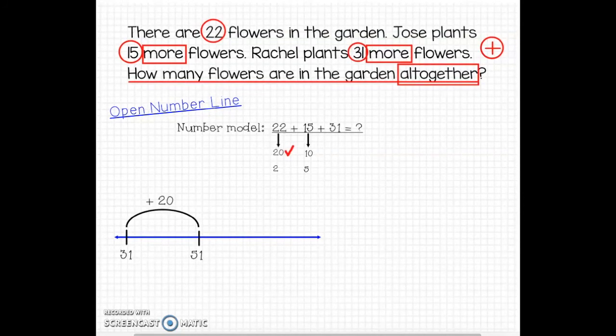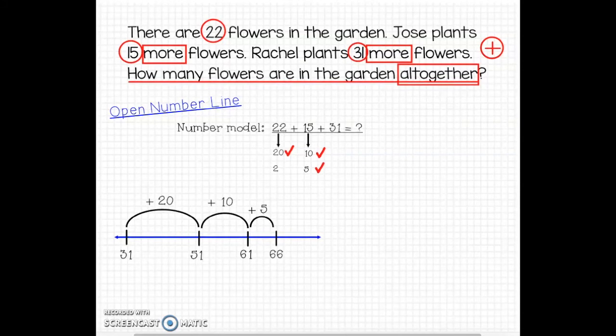First, I will make a big jump of 20. 31 plus 20 is 51. Then, I need to make a jump of 10. 51 plus 10 equals 61.